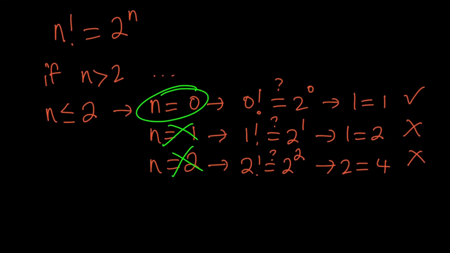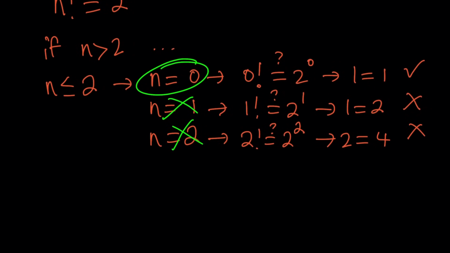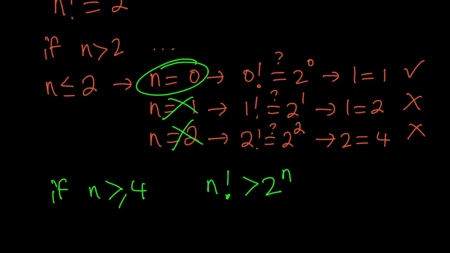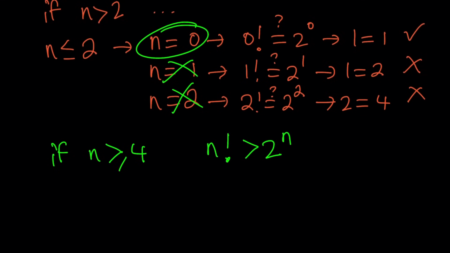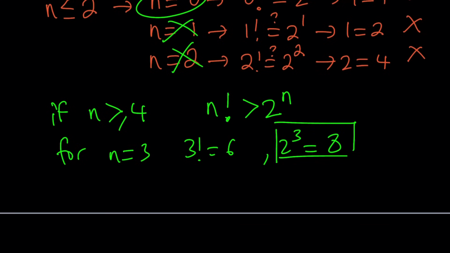Okay, there's also another good reason why we're not going to get solutions when n is larger, because if you think about it, if n is greater than or equal to 4, then n factorial is going to be greater than 2 to the power n. Think about n equals 4. That's 4 factorial, which is 24. 2 to the 4th power is 16. For example, for n equals 3, if you take a look at it, 3 factorial is 6, and 2 to the 3rd power is 8. So the power is larger than the factorial.